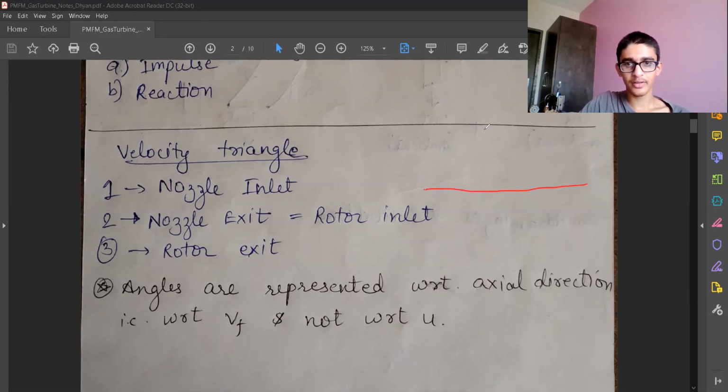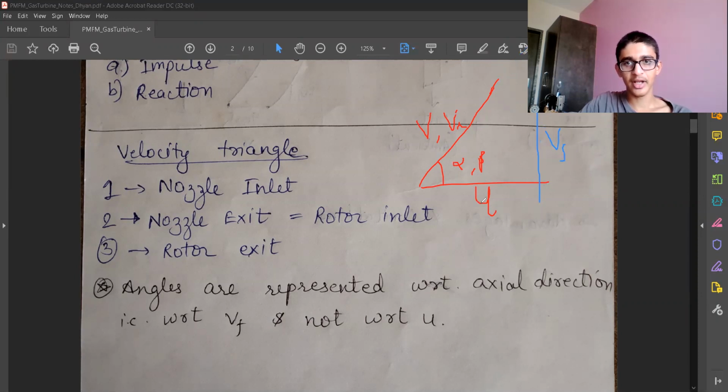We used to define angle alpha or beta with respect to blade speed U, and these were either V for alpha or VR for beta. But now we are going to define the angles with respect to the direction perpendicular to U. So this will be VF for us. This we have known earlier, and these angles are going to be alpha and beta. So they are the angles of V and VR with respect to VF, that is the direction perpendicular to the blade speed.